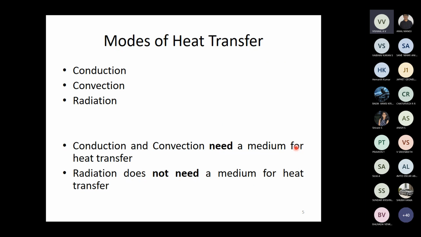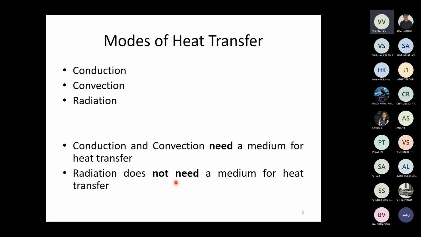So what are the modes of heat transfer? There are three modes of heat transfer as we have seen: conduction, convection, and radiation. This is what you have also learned in your elementary classes in high school or +2. So conduction and convection need a medium for heat transfer. Unless there is a medium, heat transfer will not take place. That means there won't be conduction and convection in vacuum. Therefore, in outer space, there is no possibility of conduction and convection.